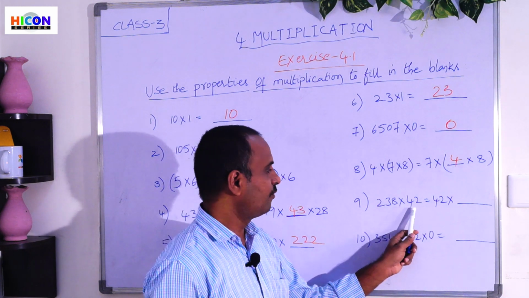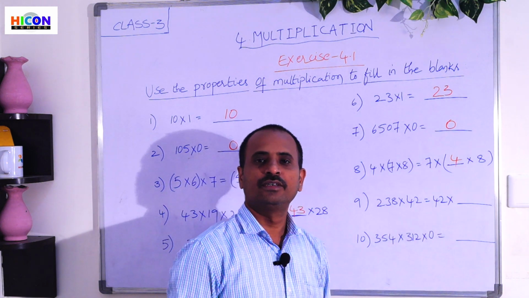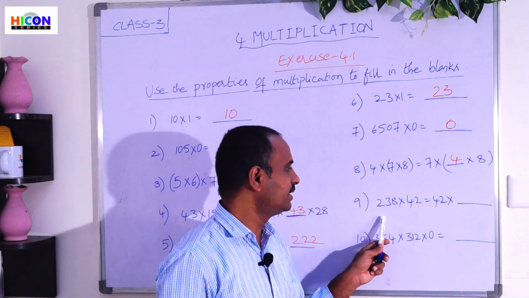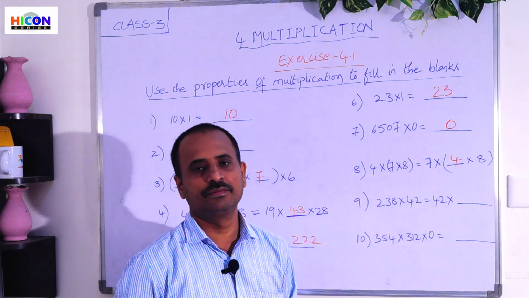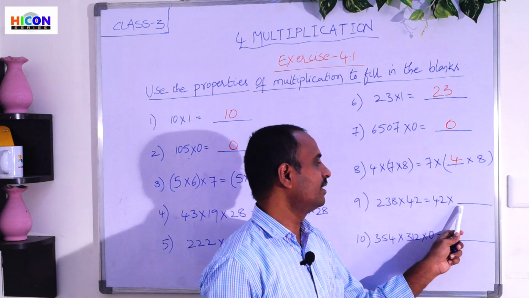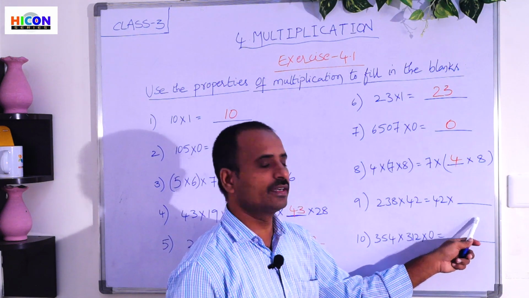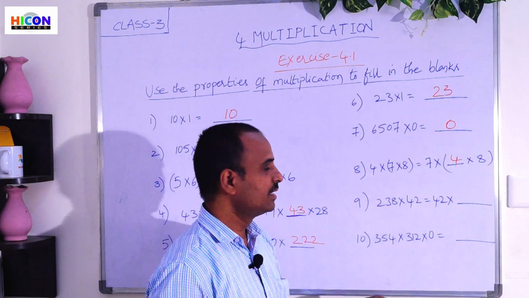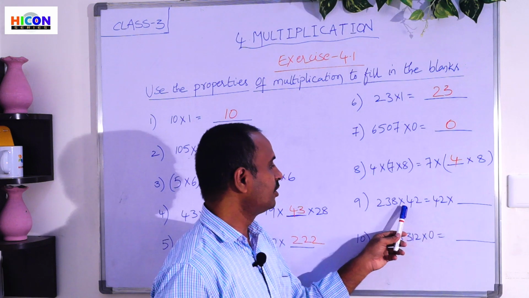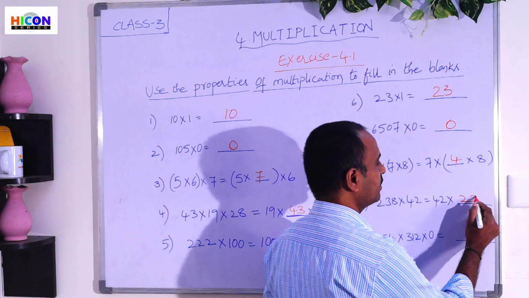238 into 42 is equal to 42 into dash. So here also it is the same. Here the first number is 238 and the second number is 42, whereas here 42 is taken as the first number and a number is missing. Which number has to be written? Among 238 and 42, 42 is given, but 238 is missing. So write 238 in the blank.